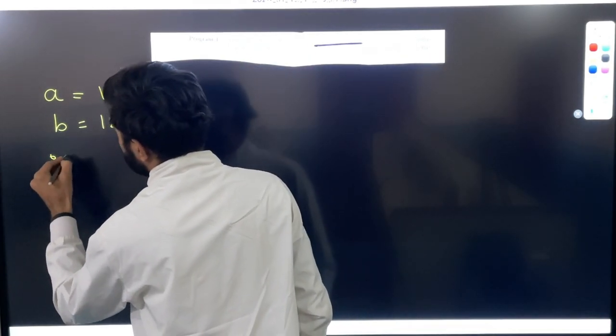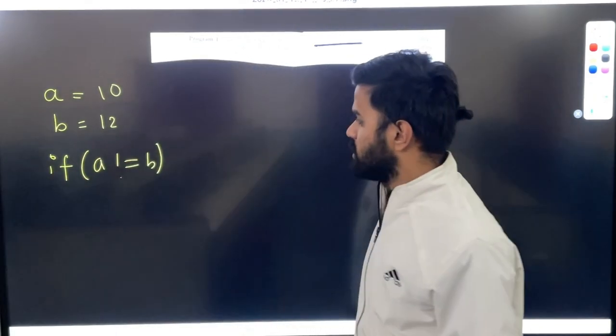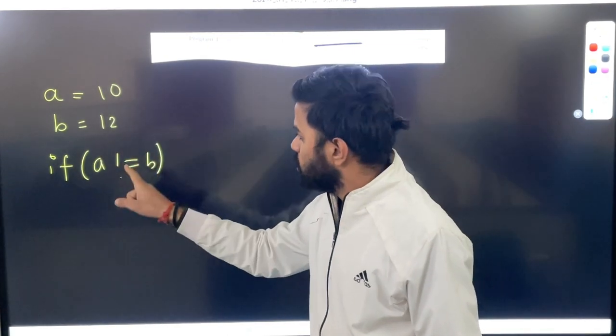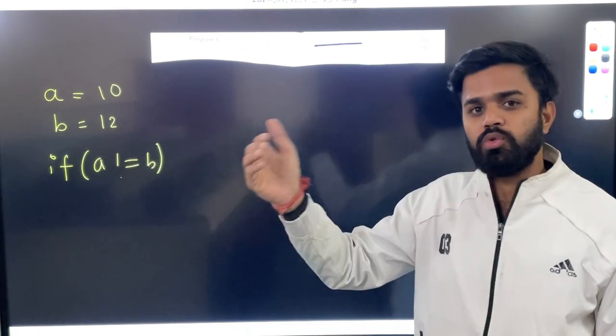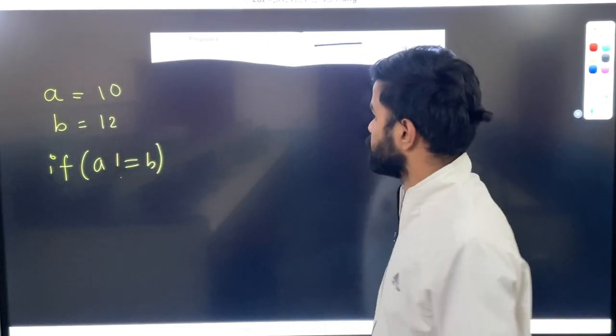So first of all you will check if a is not equal to b, because this is the symbol of not equal to, which is a type of relational operator. So first we check whatever two numbers are there, whether both numbers are equal or not.